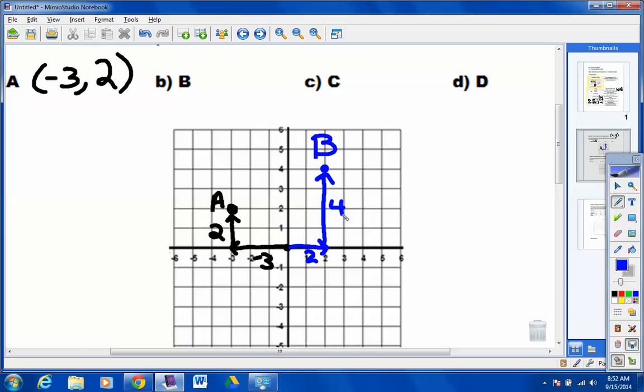So 2, 4. All right, real quickly, I'm going to plot C and D, and you're going to do those two on your own. Let's put C right down here.